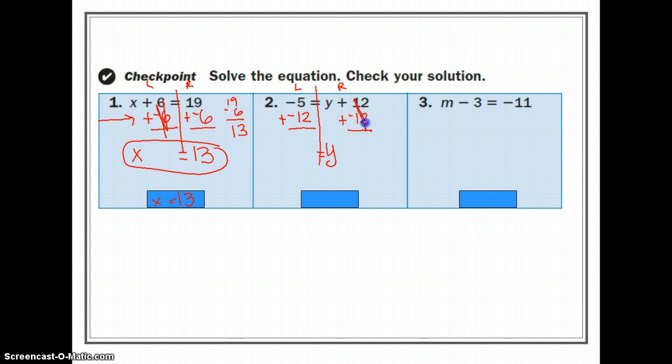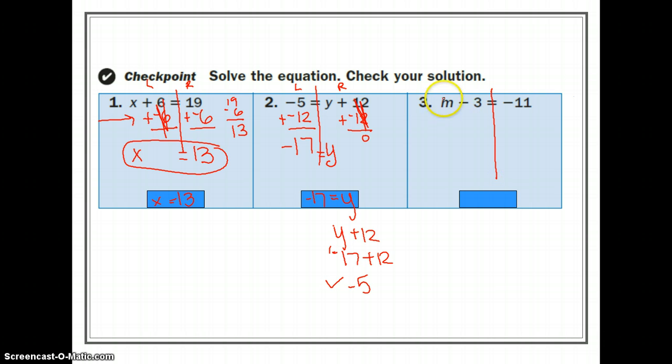On the right side, those 12s will cancel out because one's positive, one's negative. That makes 0. Negative 5 plus negative 12, just add, keep that same sign, your answer is negative 17 equals y. Again, you can always check by putting it in for y. Negative 17 plus 12, subtract. Bigger sign is negative, so it's negative 5. That checks.